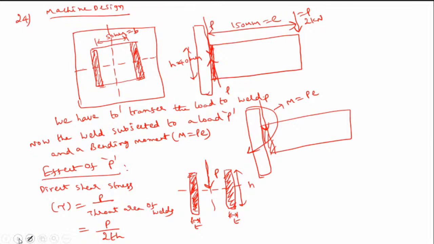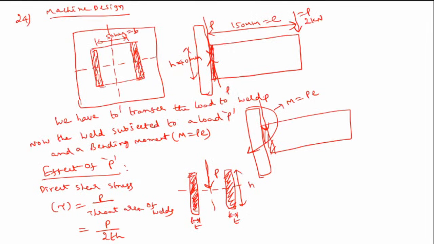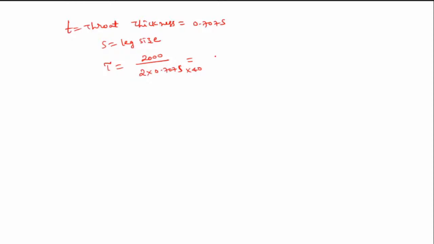And T is nothing but the throat thickness, that is nothing but 0.707 into S. What is S? That is nothing but S, the leg size. Now you tell me what is the value of tau. Tau is equal to P is 2000 by 2 into 0.707 into S into your 40, that is your H. So that will be around 35.36 by S Newton per mm square.